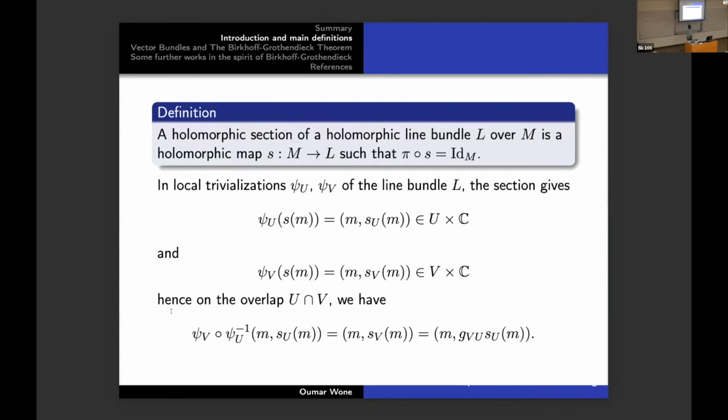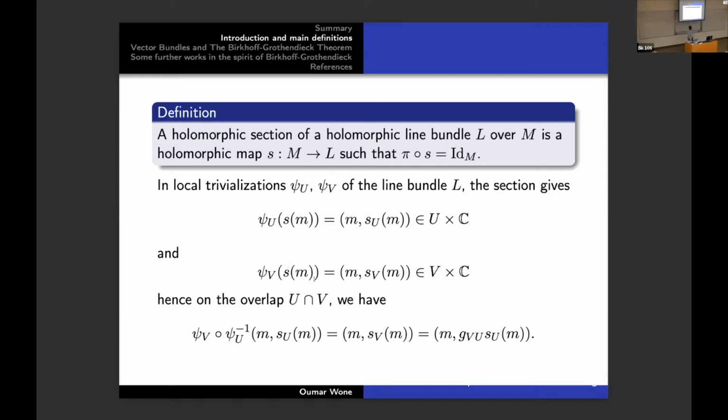Now, a holomorphic section of a line bundle L over M is a holomorphic map from M to L such that pi composed with S is the identity of M. So in a local trivialization, Cu and Tv of the line bundle L, the section gives Cu of Sm. It is of this form, M, Su of M, which belongs to U times C.